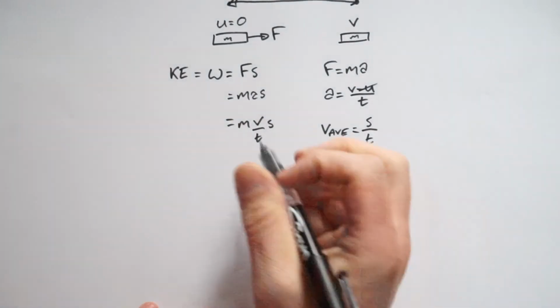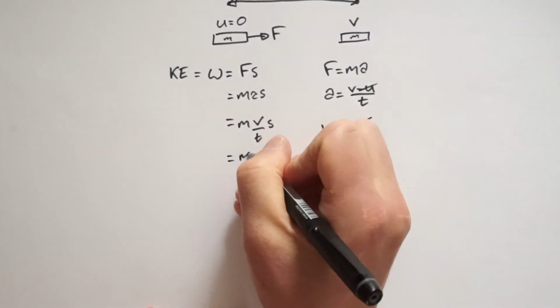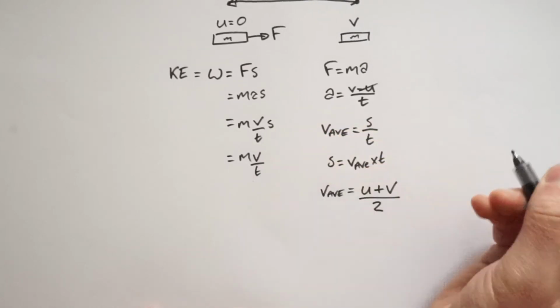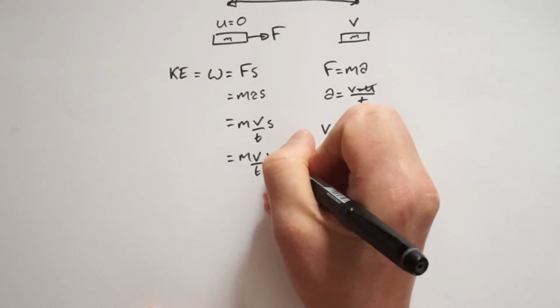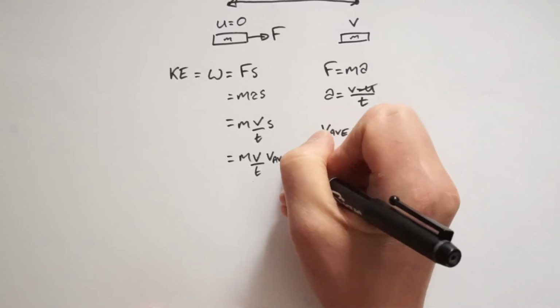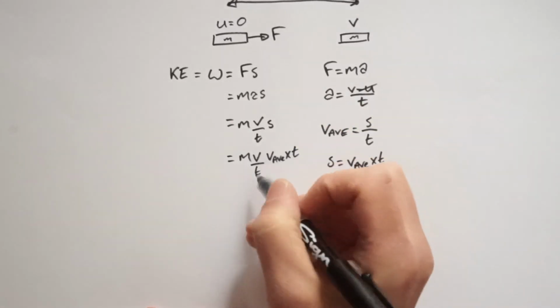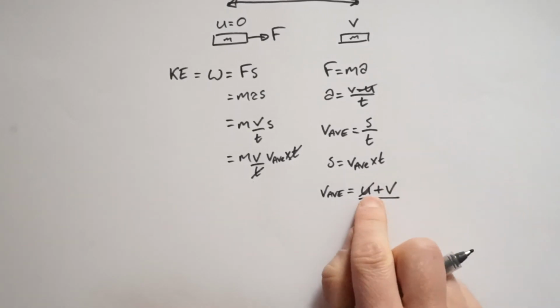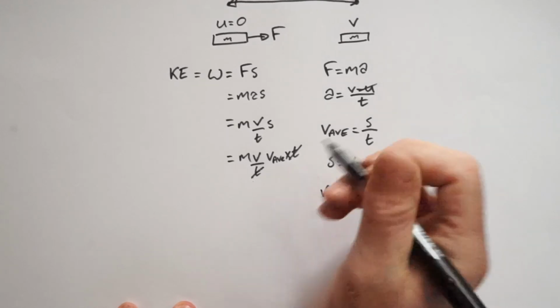Right, let's substitute these back into here. So I'm going to get mv, remember that's the final velocity, over t, times the average velocity, times t. t is going to cancel. Then I need to substitute this value in here, and I can just conveniently say that original u is 0. So that just substitutes back into here.